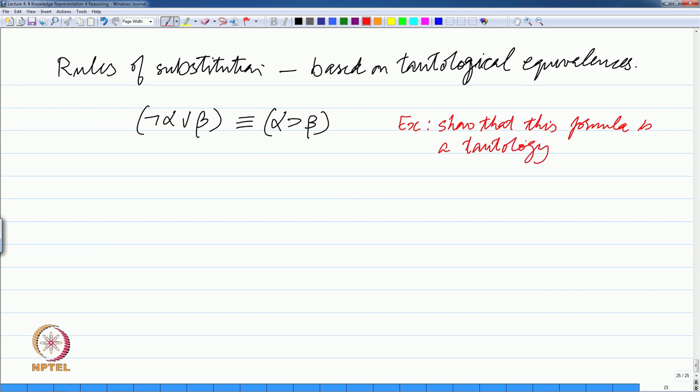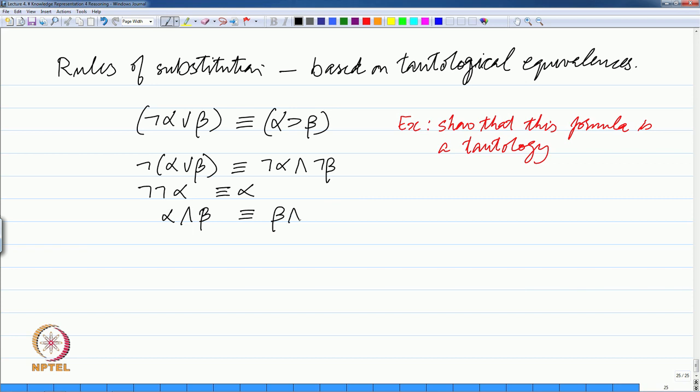Because all rules of substitution are based on tautological equivalences. What are the other formulas? You must be familiar with many of them. These are known as De Morgan laws. Then even simpler formulas like alpha and beta is equivalent to beta and alpha.